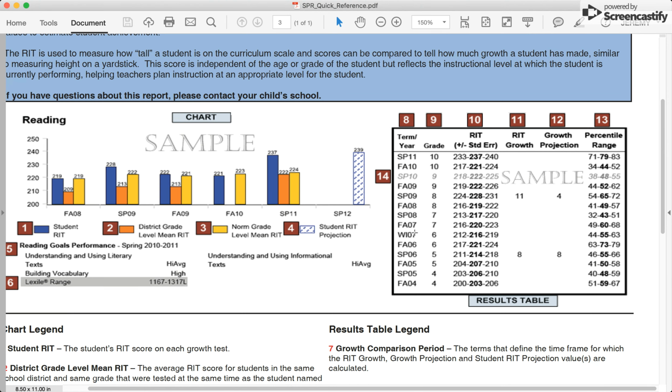So over here to the right is a box. You'll see the same RIT scores over here. You see fall of 2008, 219, and fall of 2008, we have a 219. So that's how they correspond. Now what these mean for you is a 219 in the fall of 2008 means 49th percentile.